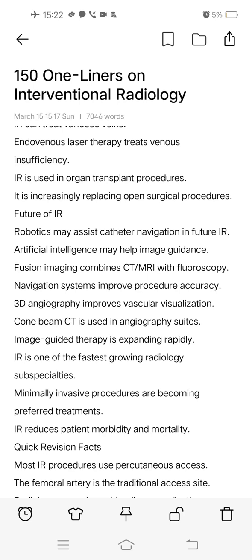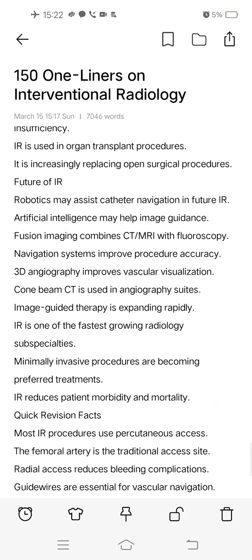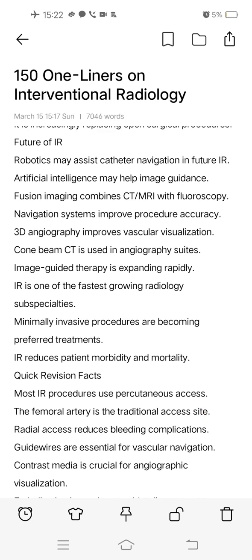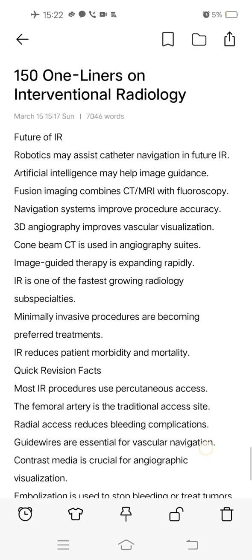Image guided therapy is expanding rapidly. Interventional radiology is one of the fastest growing radiology subspecialties. Minimally invasive procedures are becoming the preferred treatment. IR reduces patient morbidity and mortality.